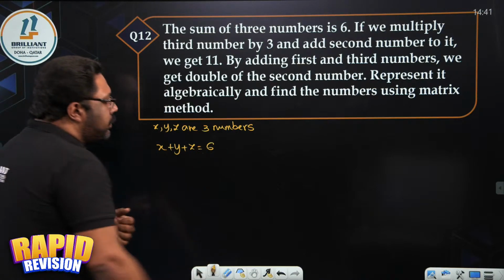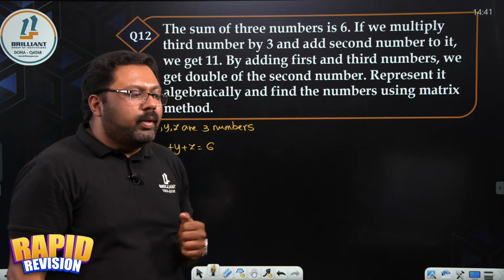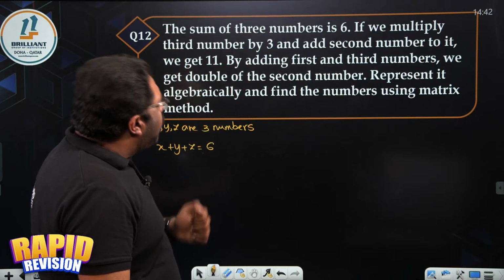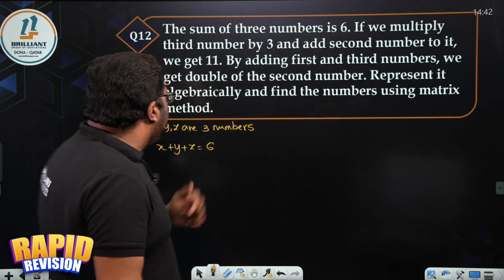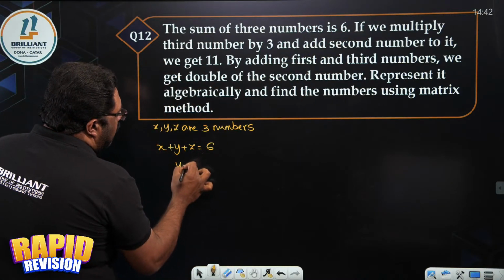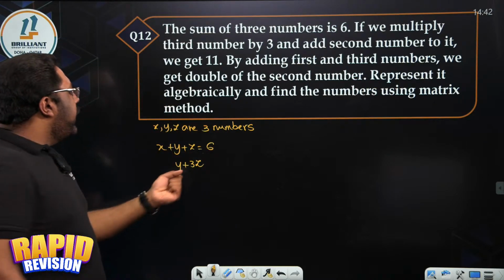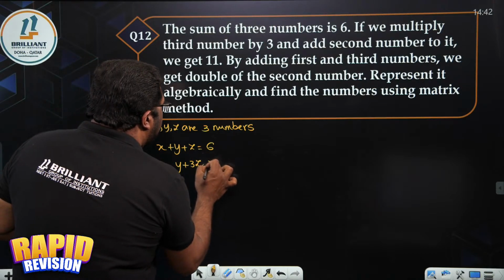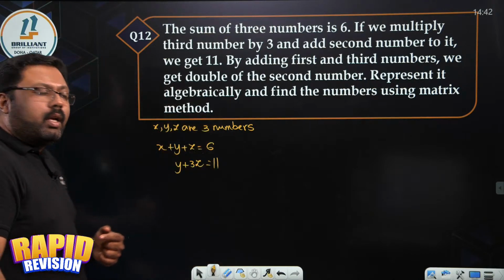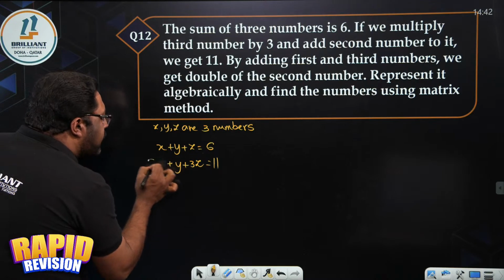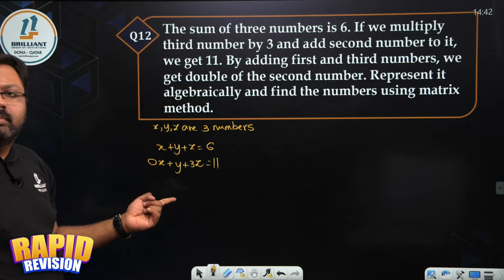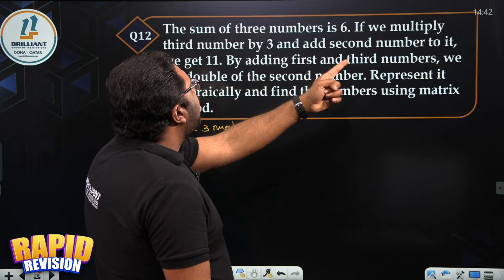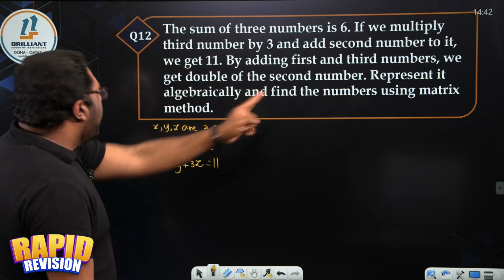So I got the first equation. If we multiply the third number Z with 3 and add the second number to it, we get 11. Second equation ready? So here the coefficient of x is 0. By adding the first and the third numbers, we get double the second number.